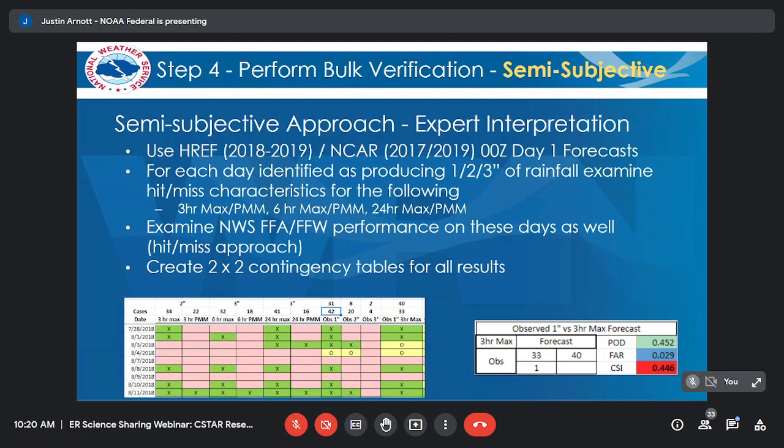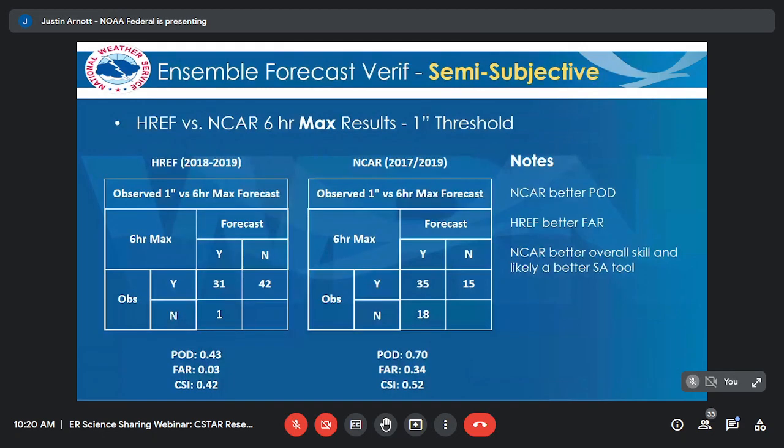As I go through the next set of slides with the results, don't pay so much attention to what's in the 2x2s, because it's the POD and FAR that are going to be our curiosity here. So let's first look at how the HREF ensemble versus the NCAR ensemble did for 6-hour forecasts at an inch threshold. And I'm going to direct you to the bottom, where you see POD and FAR.